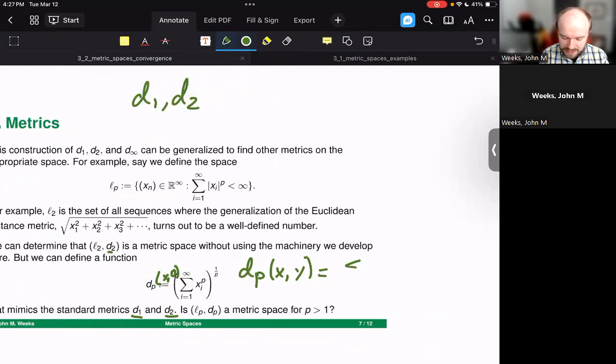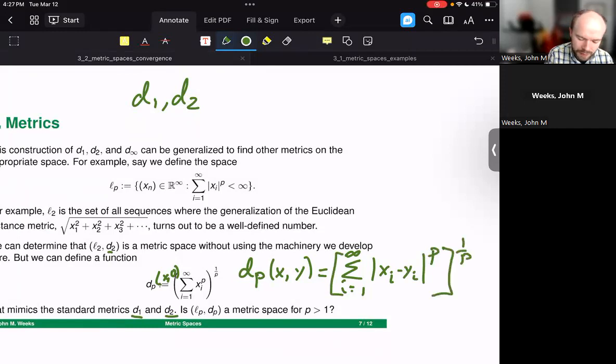So in general, d sub p of x, y, if I wanted to write what that is, would be the sum as i goes from 1 to infinity of the absolute value of x sub i minus y sub i, to the pth power, and then the whole sum raised to the power of 1 over p. I need the absolute values here. Otherwise, this sort of sum may not converge absolutely.